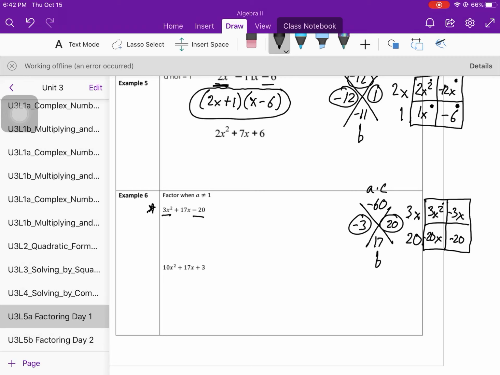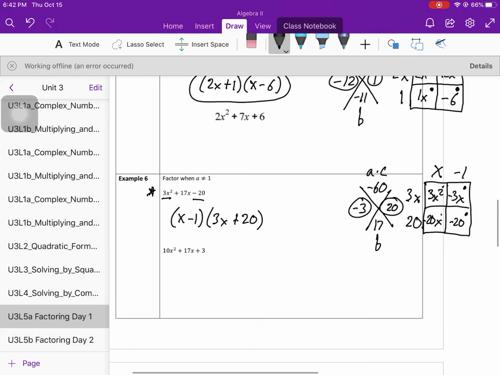Now I'm going to go up and down. The first column, 3x squared and 20x, I can take a single x out. And then these two here, I can take out a negative 1. Okay, so now I have my factors. So it's going to be x minus 1 and 3x plus 20.